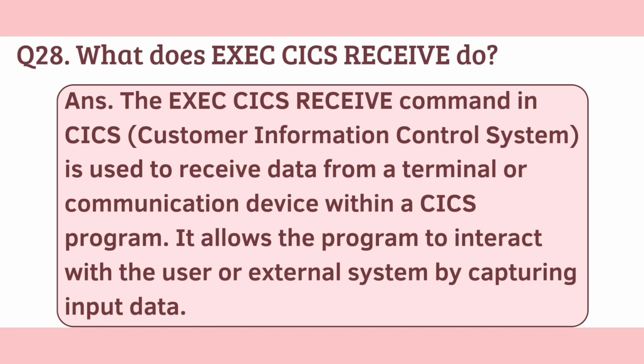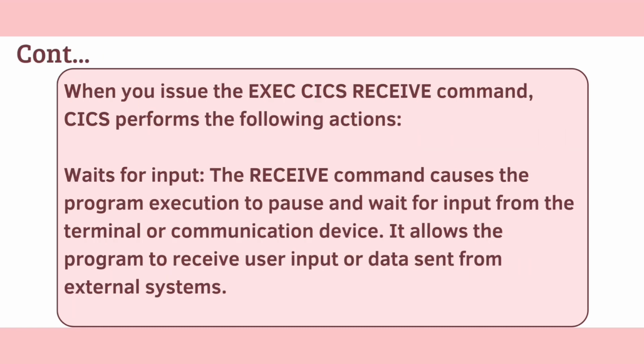Okay, moving on to question number 28. What does Xctl receive do? The answer is the Xctl receive command in Kicks is used to receive data from a terminal or communication device within a Kicks program. It allows the program to interact with the user or external system by capturing input data. When you issue the Xctl receive command, Kicks performs the following actions.